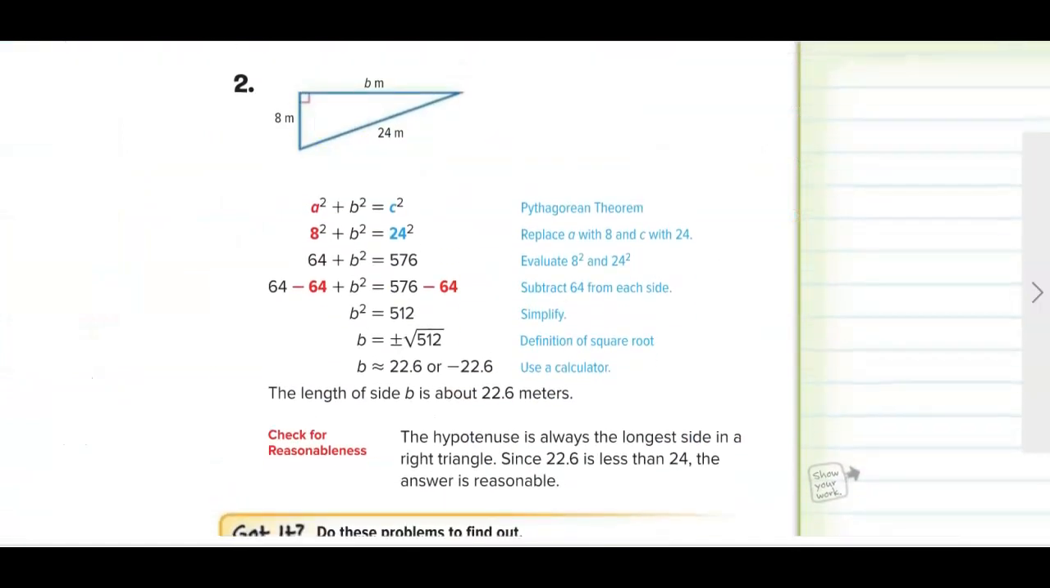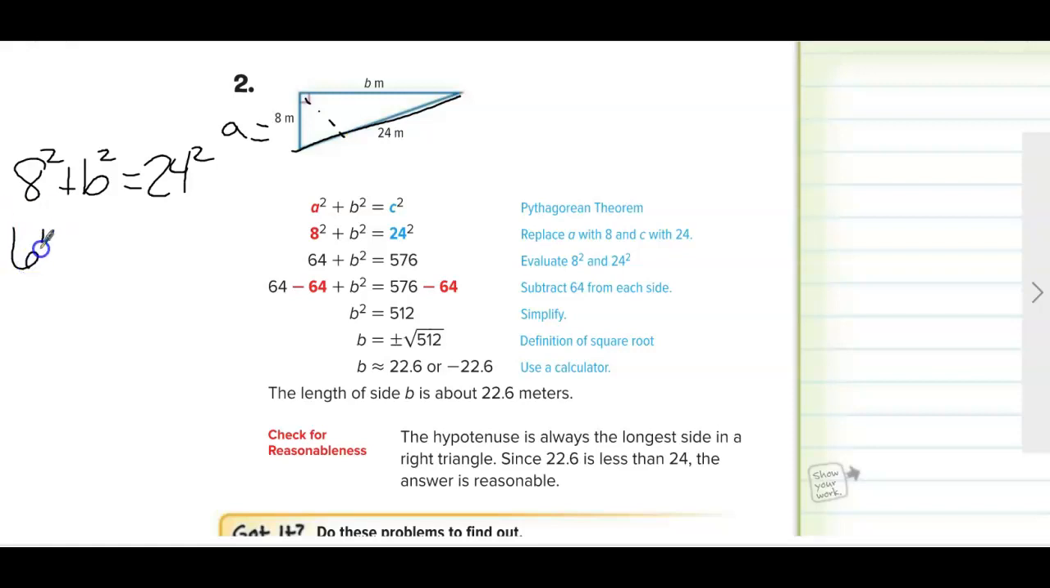Example 2. What are we missing in this one? B. We're missing B, right? So what's A? 8. So we have 8 squared plus B squared gives me what? 24 squared. And we know that that is the hypotenuse because it's opposite of the right angle, right? Okay. So what would I do first to solve? I need to square it, right? So I know what I'm subtracting. What's 8 squared? 64 plus B squared equals, what's 24 squared? 576.